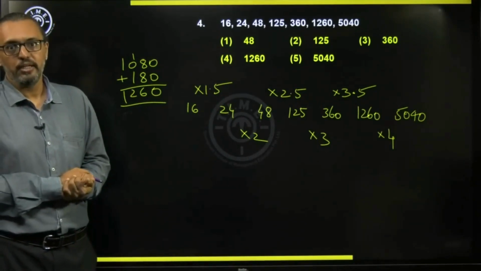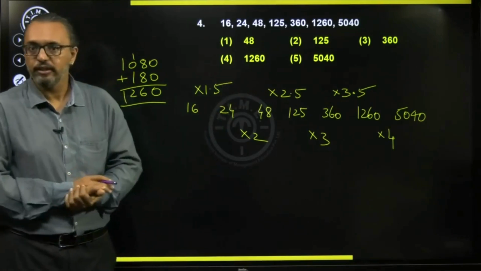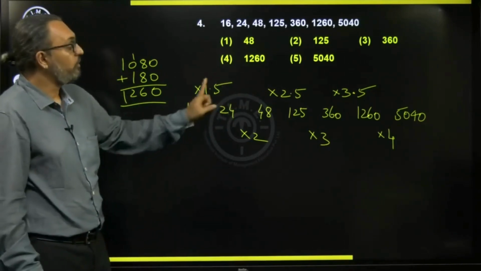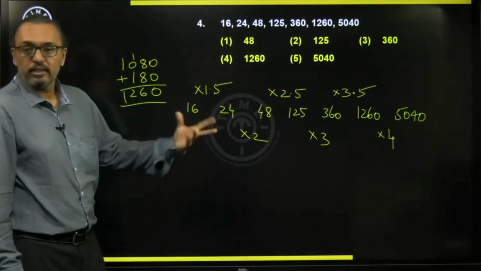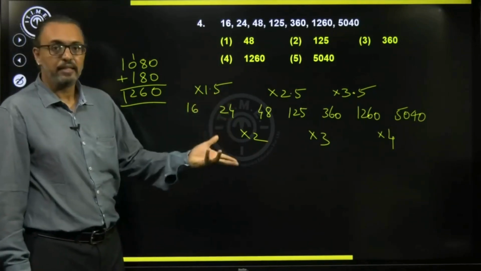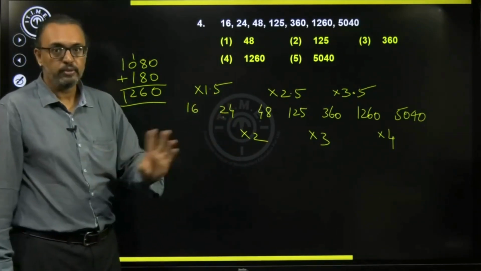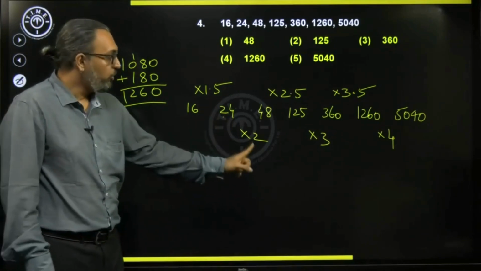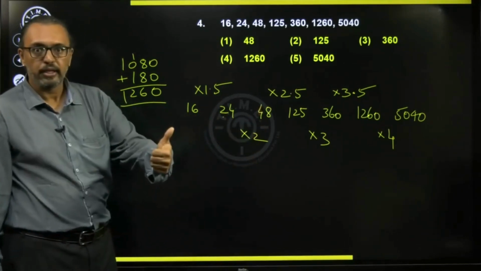Decimal multiplication, increasing the product by 0.5 every time. So now 16 into 1.5. So 16 into 1 is 16 and 16 into half is 8. So 16 plus 8 you get 24, correct. Now 24 into 2 is 48, that is also correct.